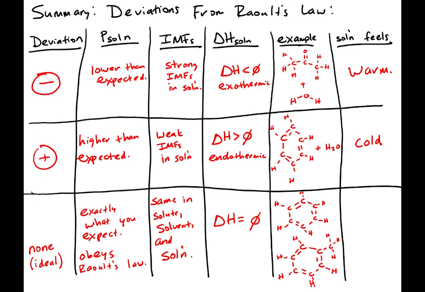When they're mixed together, there's going to be the same IMFs in the pure solute and pure solvent as what you have in the solution, right? And so that is why we would say this could be assumed to be an ideal solution. And because the delta H for forming the solution is equal to 0, that means the process of making the solution does not consume heat and it doesn't produce heat either. And so the solution will neither feel warm nor cold. The solution will remain the same temperature.